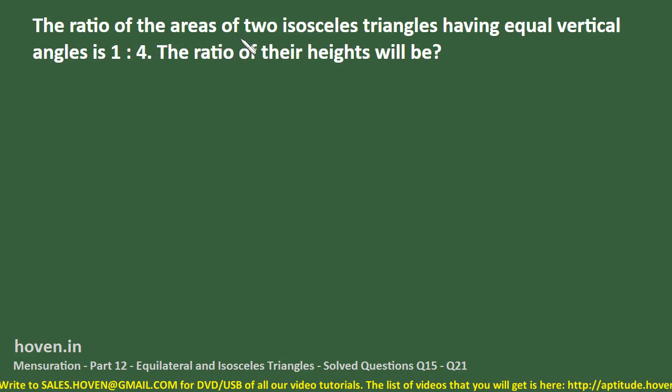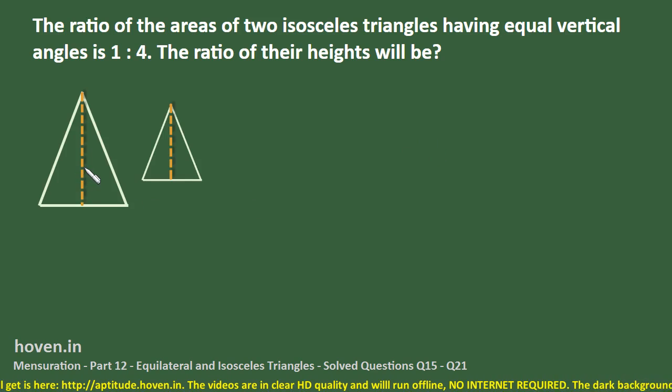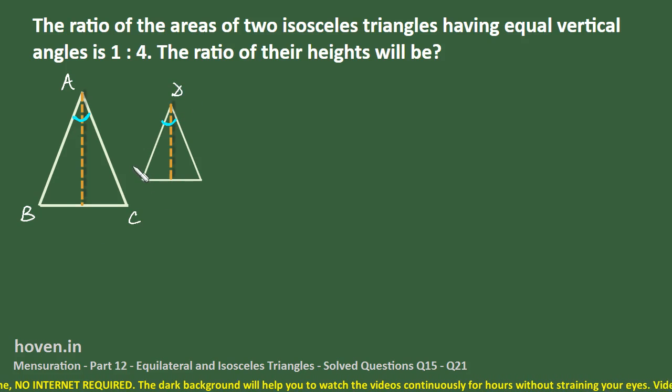The ratios of the areas of two isosceles triangles having equal vertical angles is 1 is to 4. The ratio of their heights has to be found out. Let us draw a schematic in this case also. These are the two isosceles triangles in which the vertical angles are equal to each other. We can mark these triangles as A, B, C and D, E and F.